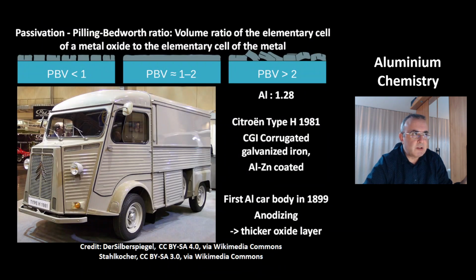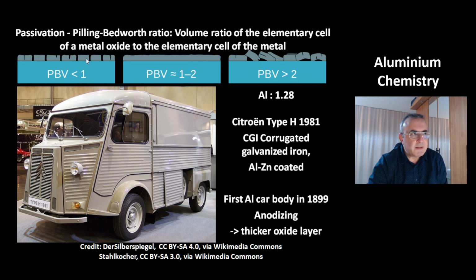This is how this works. It's called passivation. For this to work, the Pilling-Bedworth ratio is important. It's the volume ratio of the elementary cell of a metal oxide to the elementary cell of the metal. And in this picture you can see the three possibilities.